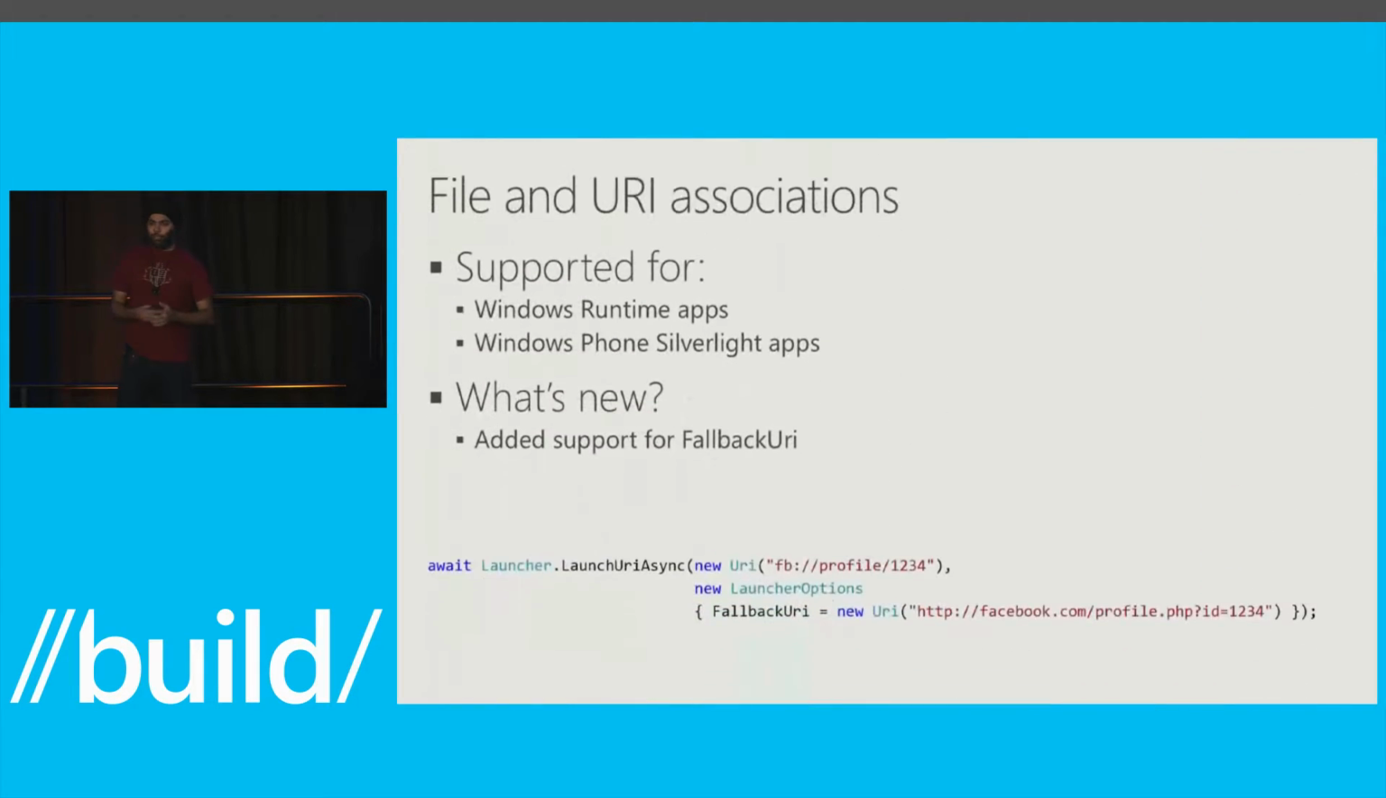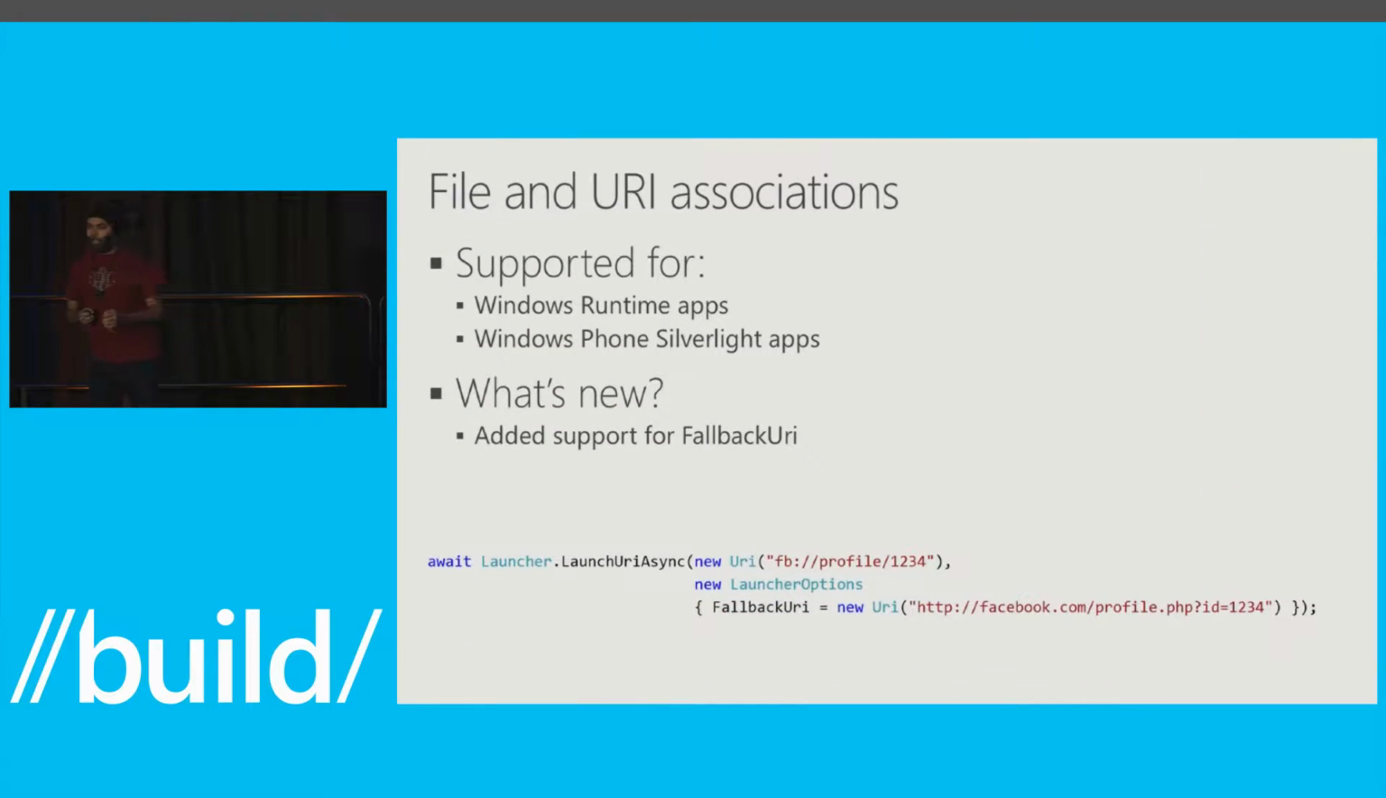So without further ado, I want to spend some time looking at the existing app-to-app APIs we have on Windows Phone 8, also on Windows 8. The first set of APIs is file and URI associations. So you can associate your app with a file type so that your app comes up when a user tries to launch that file or another app tries to launch that file. You can also do URI associations, associate yourself with custom URIs to achieve the same effect.